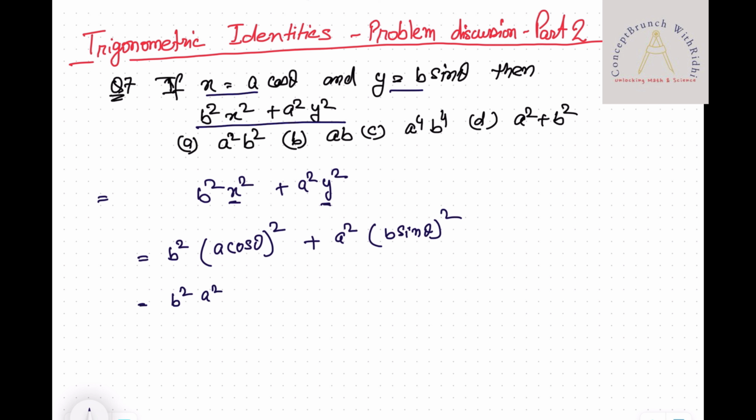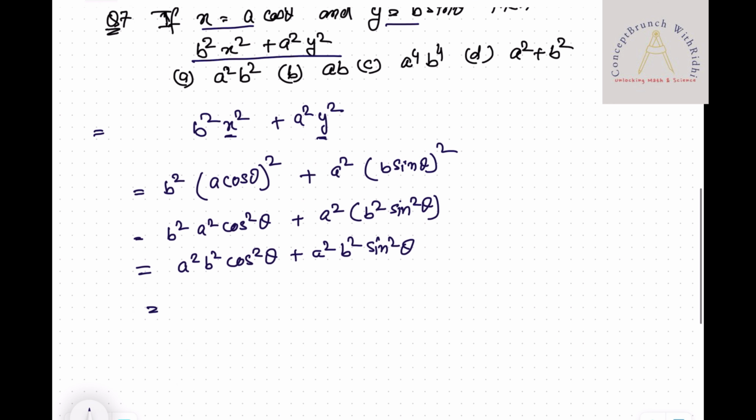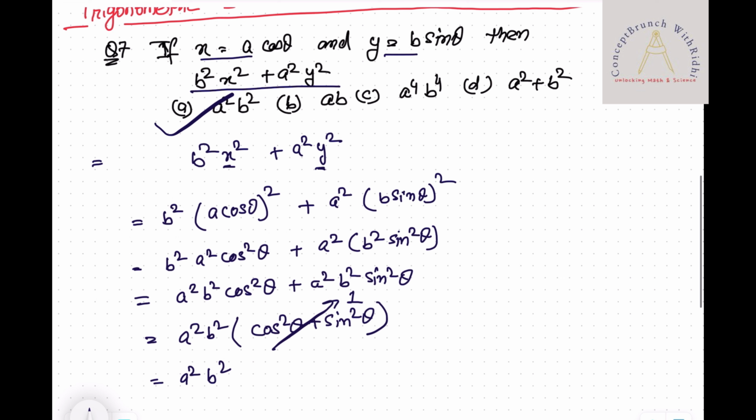B squared a squared cos square theta plus a squared b squared sin square theta, right? Let's write it properly. From here we can write a squared b squared cos square theta plus a squared b squared sin square theta. We can take a squared b squared common. It will become a cos square theta plus sin square theta, and we know this value is equal to 1. So simply we can write a squared plus b squared. So the answer for this question is A.